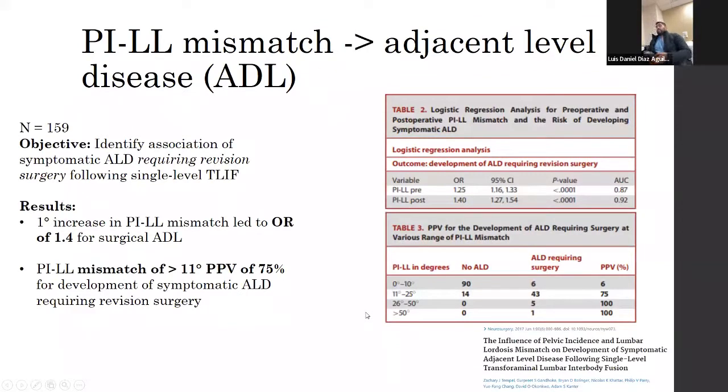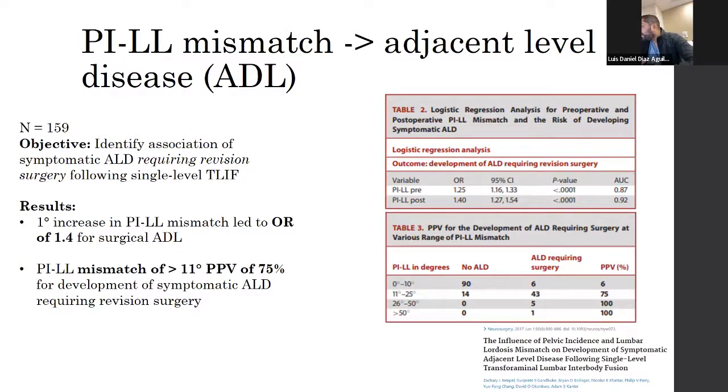But now we also need to consider the person who may be watching who says, you know, I'm not a deformity surgeon. I'm not doing these large T10 to pelvis, occiput to pelvis, quad rod constructs. I'm a community neurosurgeon, orthopedic surgeon. I like to do simple 1 to 2 level fusions. How relevant are these parameters to me? And I think we understand now that they are extremely relevant.